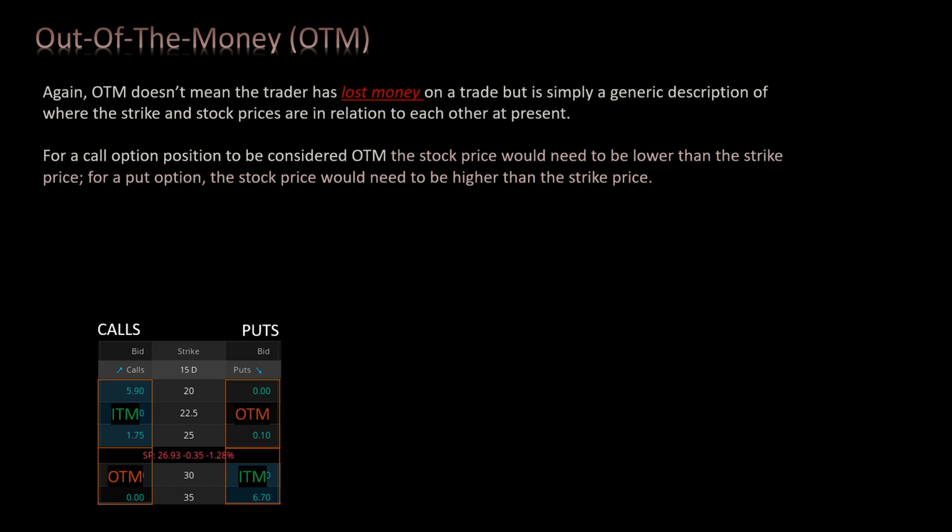Next, we have out of the money, or OTM. This is the one where most inexperience comes from. Out of the money doesn't necessarily mean, again, that the trader has lost money on a trade, but is simply a generic description of where the strike and stock prices are in relation to each other, again, at the present time, just like in the money. It's all about time, relationship, and where the stock price is. For a call option position to be considered out of the money, the stock price would need to be lower than the strike price, and for a put, the opposite would be true.